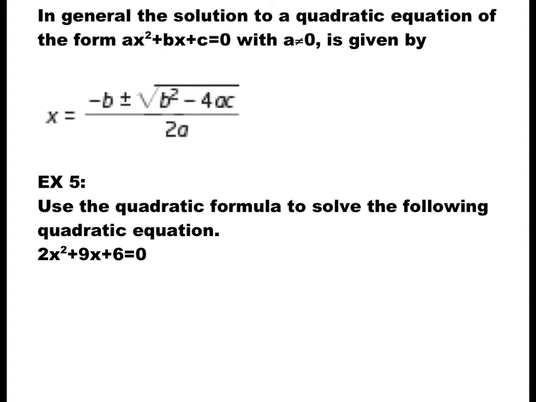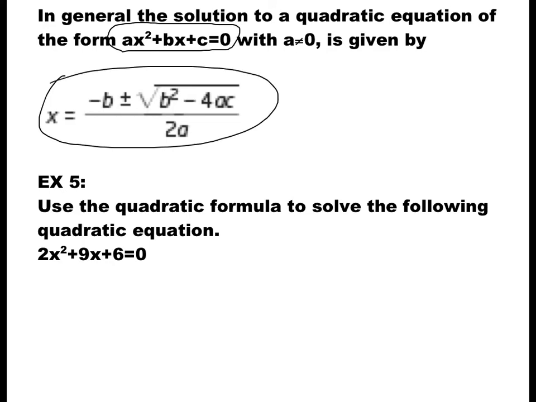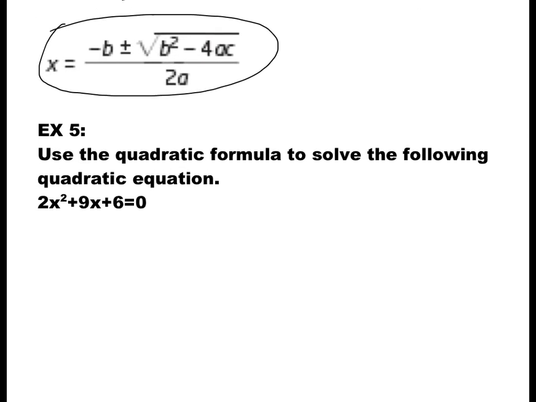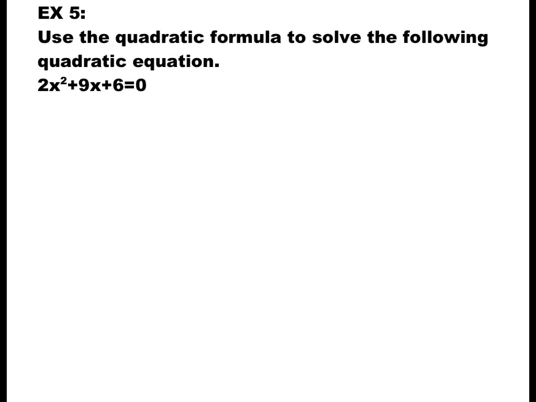As I said, for a quadratic equation of the form ax squared plus bx plus c equal to 0, with a not equal to 0 and a, b, c real numbers, the general formula is x is equal to negative b plus or minus the square root of b squared minus 4ac, divided by 2a. And this gives you two solutions. Now, to see how we use this formula to solve quadratic equations, we are going to use the quadratic formula to solve this equation.